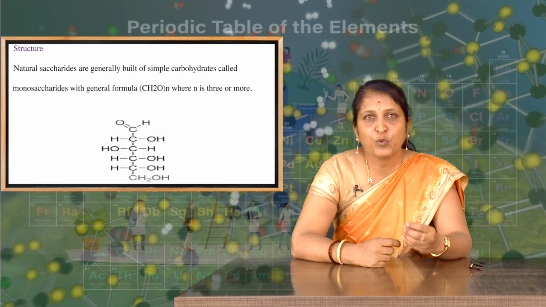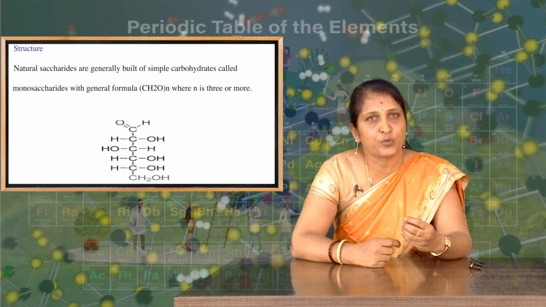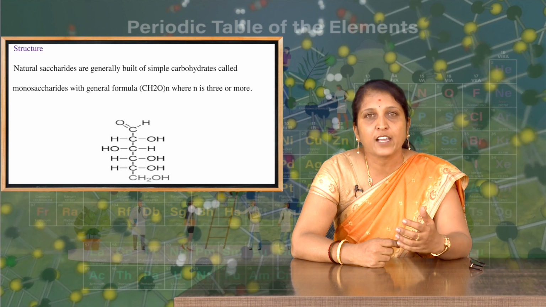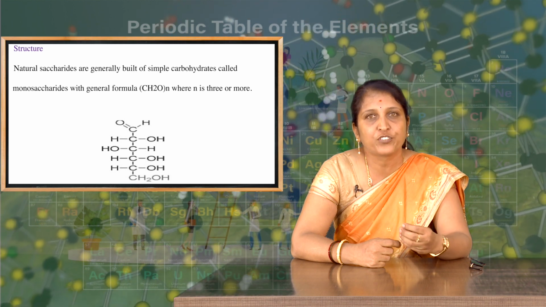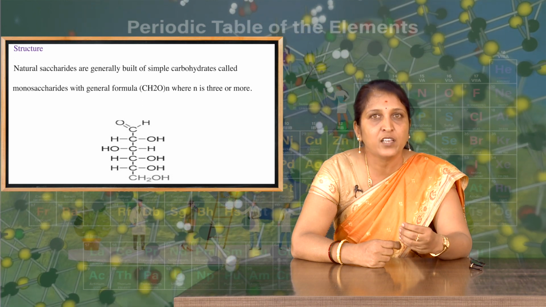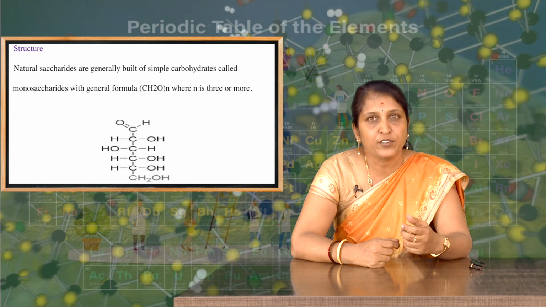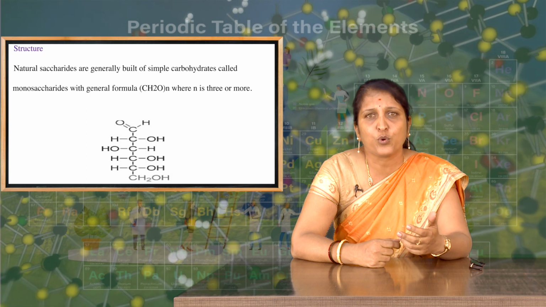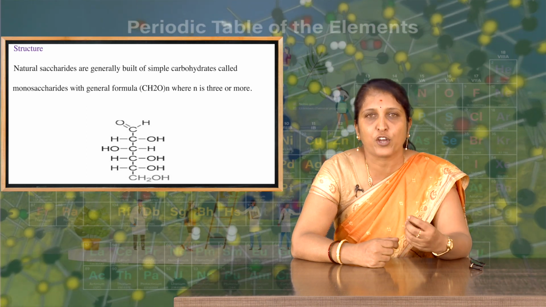Next, we move to know about the structure of carbohydrates. Natural saccharides are generally built of simple carbohydrates called monosaccharides with the general formula (CH2O)n, where n is 3 or more. This is the structure of carbohydrate.